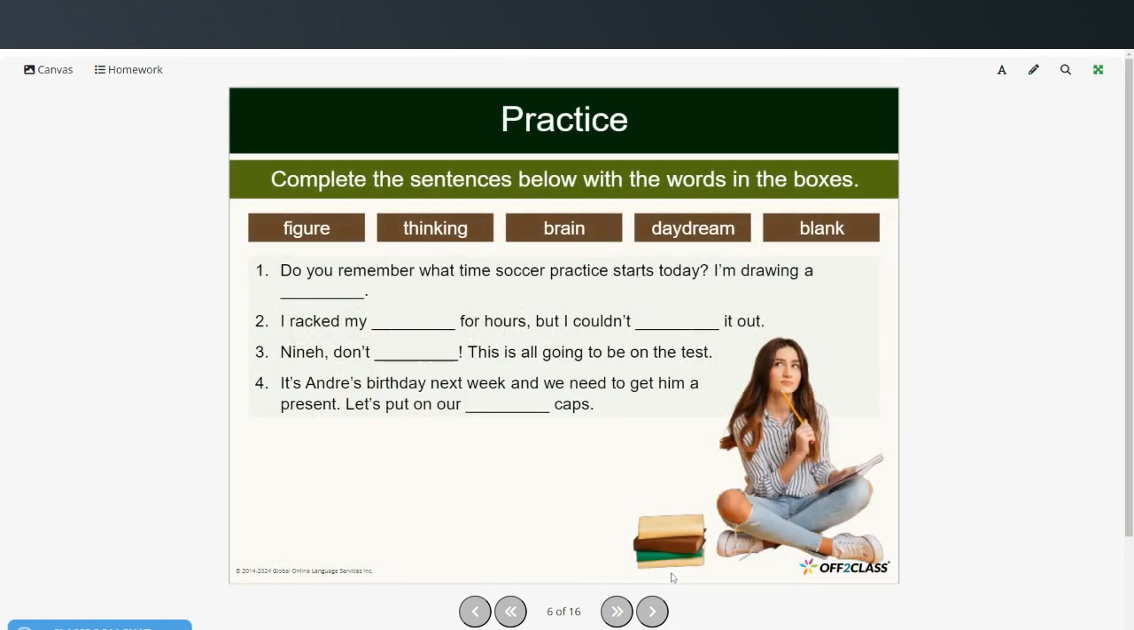All right, now complete the sentences below with the words in the boxes. Again, you can pause the video, try this on your own, and then restart when you're ready to check your answers.